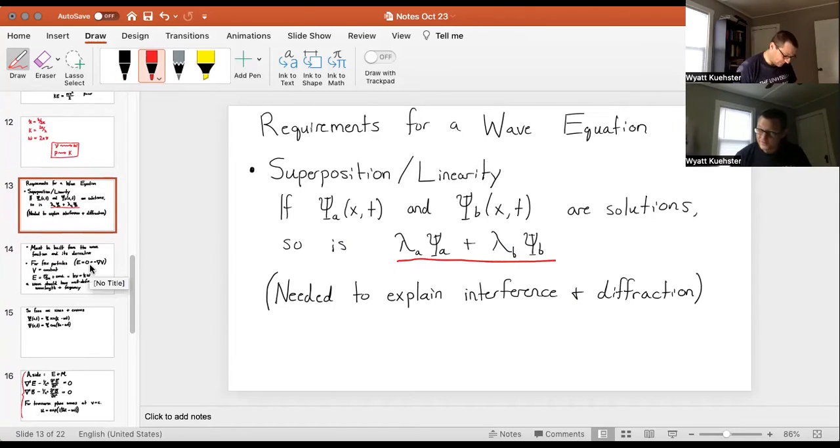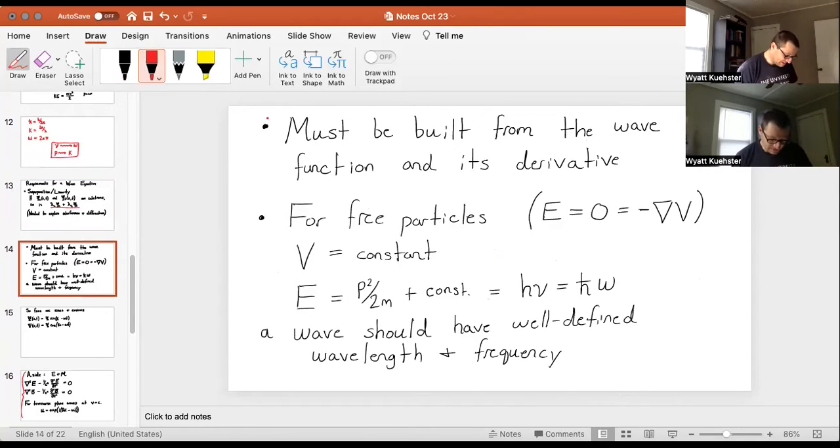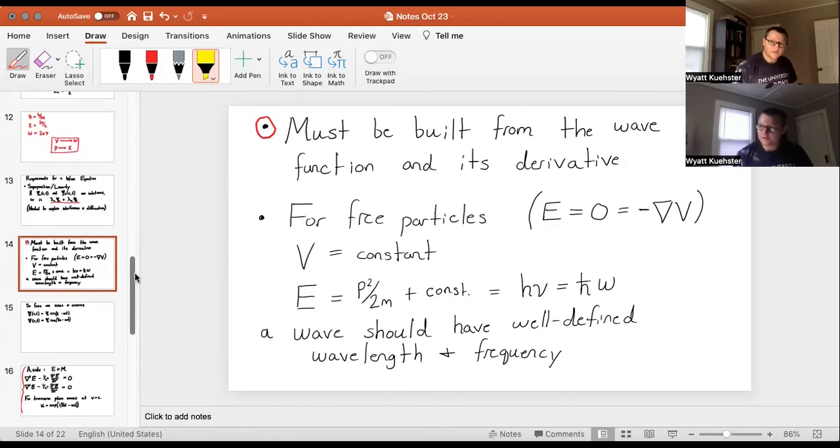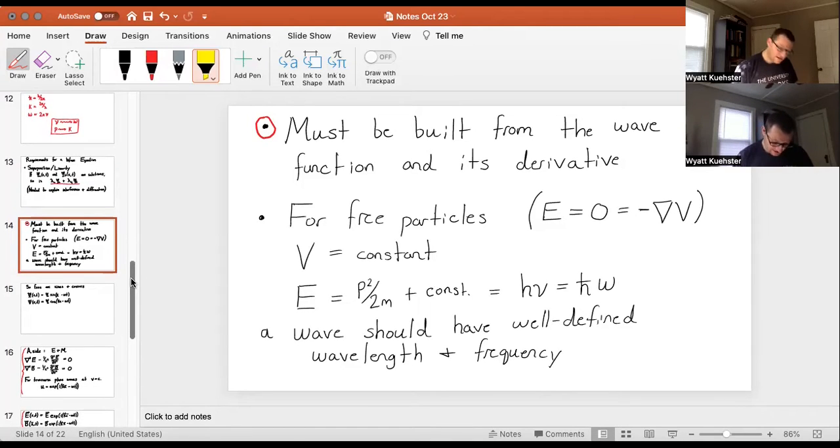So that's the wave superposition. And then here's the mysterious requirement: the wave equation should be built from the wave function and its derivative. This is maybe a mysterious requirement for now, but we don't want an equation that depends on the 10th derivative of the wave function. Basically, we want to take derivatives of the wave function with respect to t and x and be able to get the wave equation. And then the rest of this we're going to obtain from thinking about what happens for a free particle.